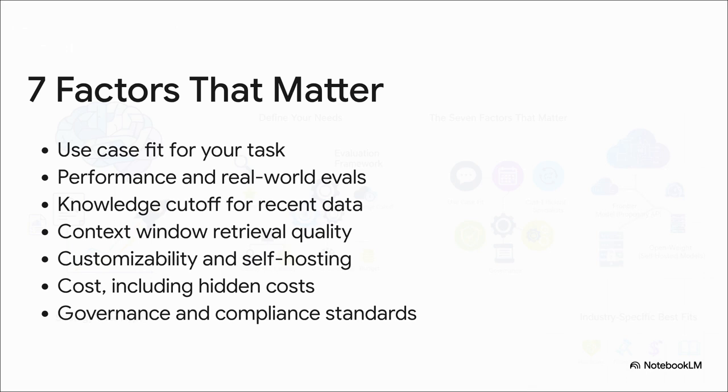Fourth is the context window. And here, don't just get blinded by raw maximum tokens. You've got to evaluate the effective retrieval quality at the actual length you operate at. Fifth is customizability, so things like fine-tuning or connecting your own databases. Sixth is cost. And please, remember to calculate hidden costs like retries, human reviews, and failed runs, not just the sticker price for tokens. And finally, governance. Compliance standards like HIPAA or GDPR are usually non-negotiable and just as vital as the raw cost.